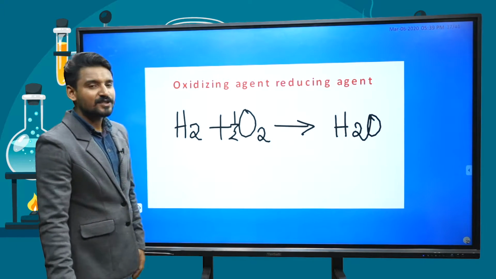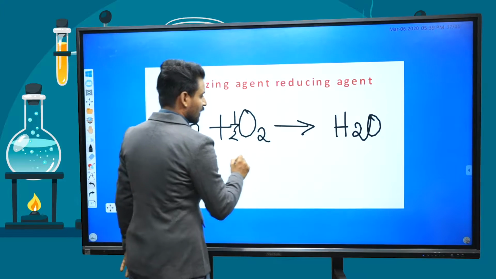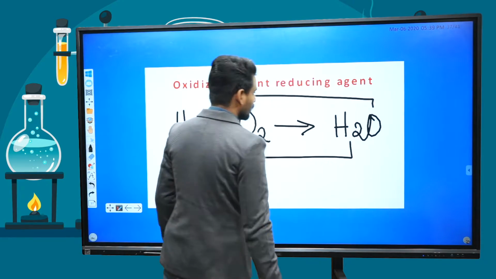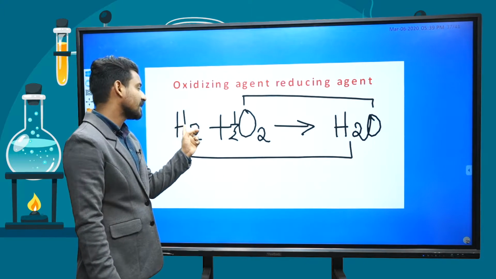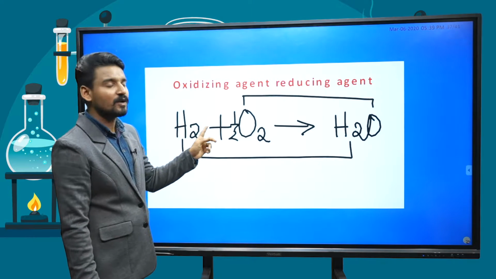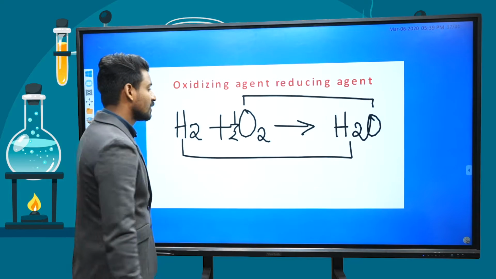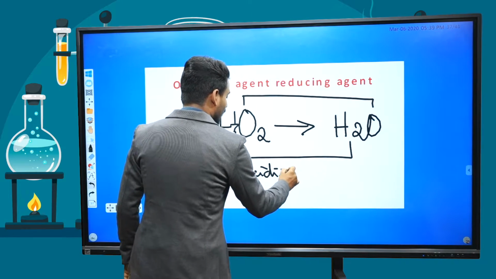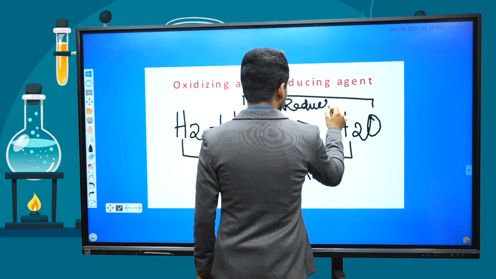So we know that here hydrogen is converted to water and oxygen is also converted to water. So let us find: oxygen is added to hydrogen and hydrogen is added to oxygen. The species where oxygen is added is oxidized and the species where hydrogen is added is reduced. So hydrogen is oxidized and oxygen is reduced. So this is reduction.